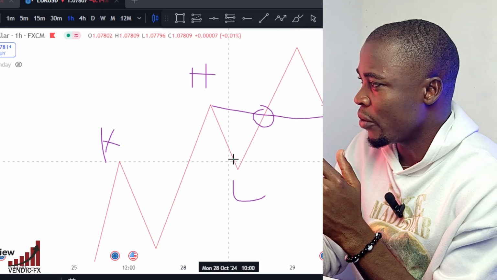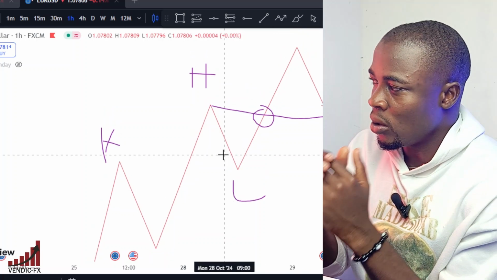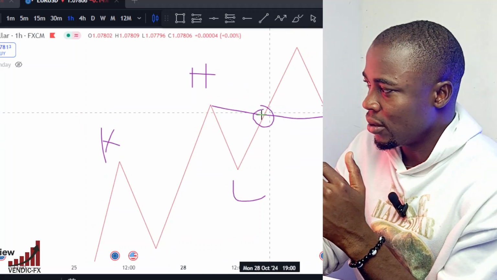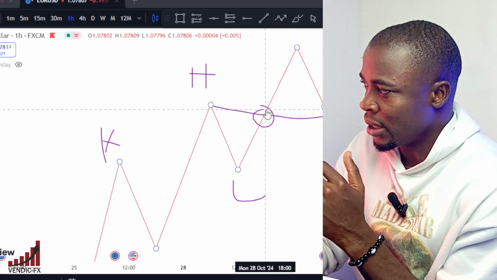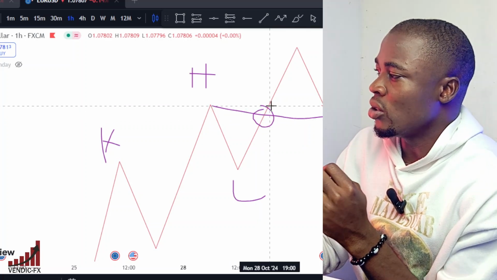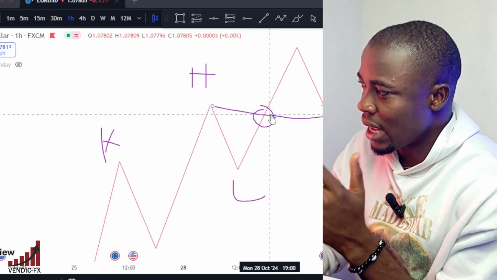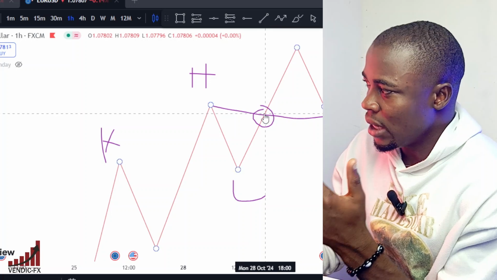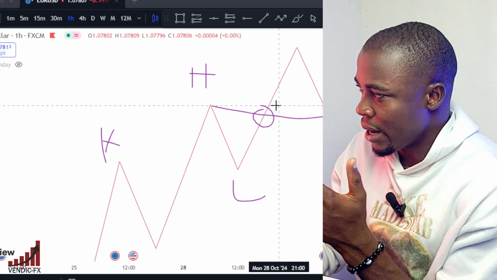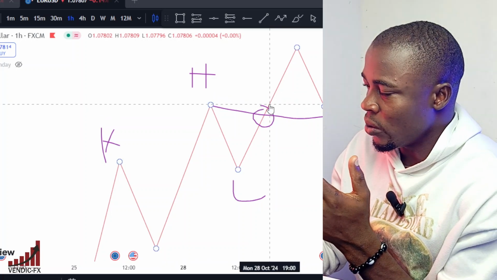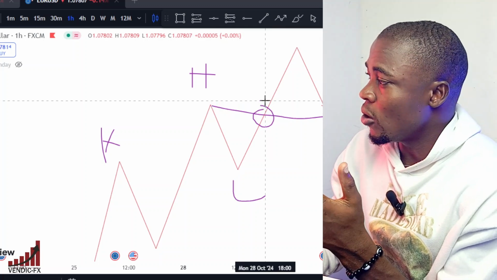That's where you get a confirmation. What's going to be the confirmation? A candle is going to close above this range. When a candle closes above this range, you just enter from the close of the candle. Make sure that it closes above the range. When it closes above this support, you enter at the close of that candle.